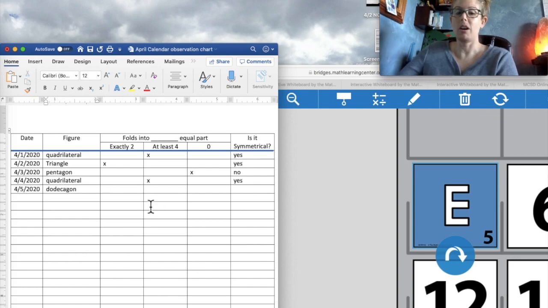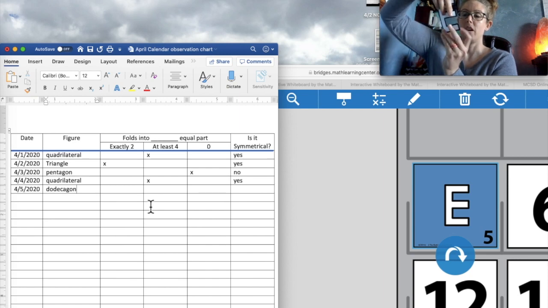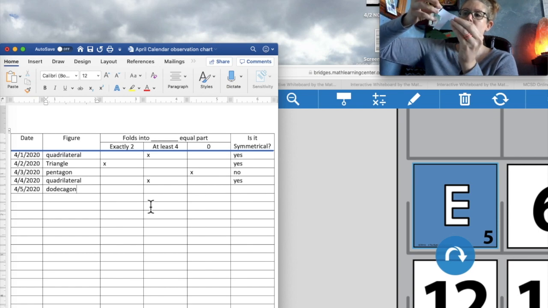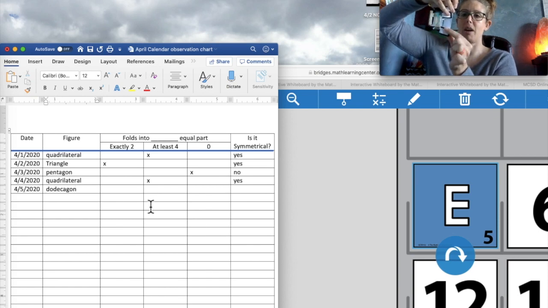Okay. With our dodecagon, we want to see how many ways we can fold it again. So we could fold it where our horizontal lines come this way. And if I fold those in, do we have a symmetrical shape? Or do we have equal parts? I'm sorry, equal parts. No, we do not. We do have some gaps here in between. So I'm going to undo that.